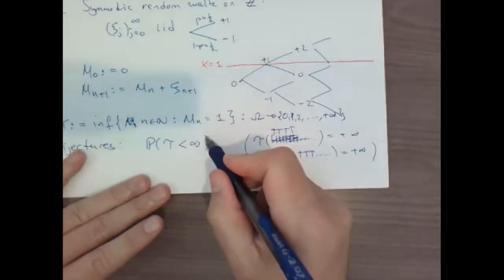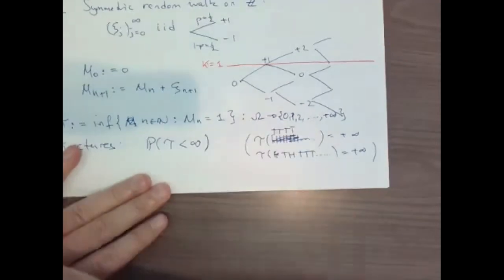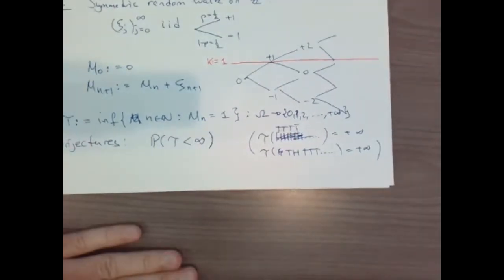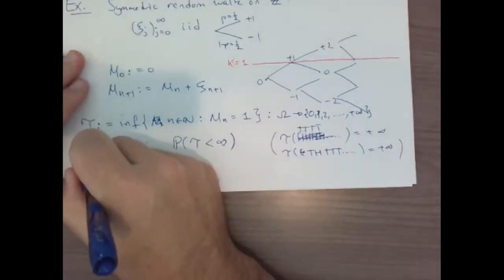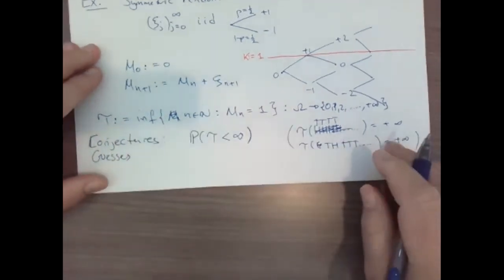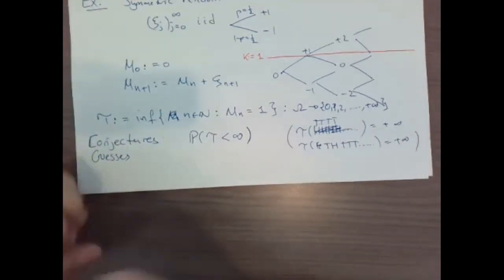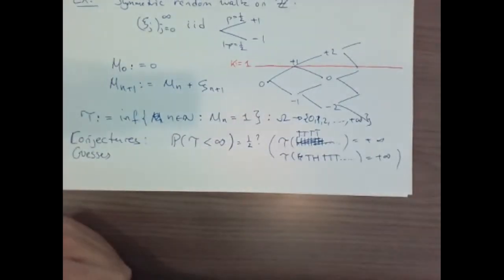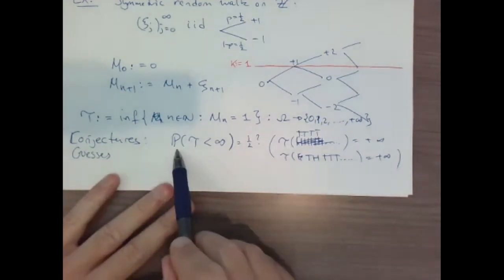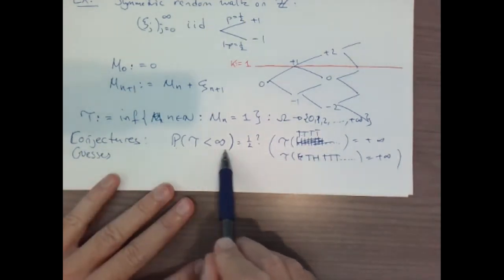Any guesses on what the probability of getting up there is? That's what I mean by conjectures. Any guesses? A half? Oh, Han, be careful. There's no N here.